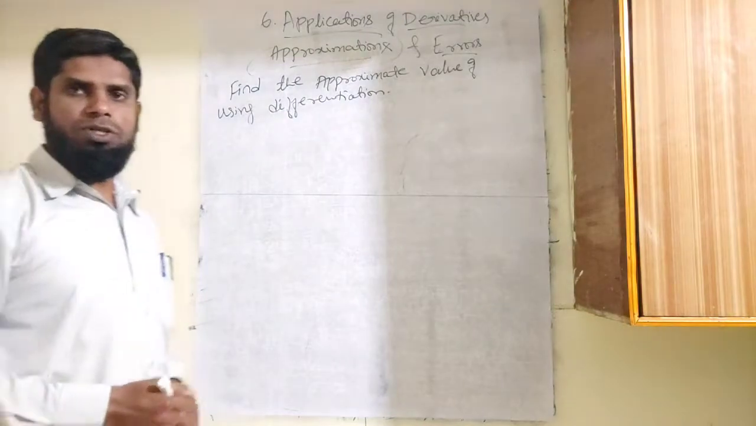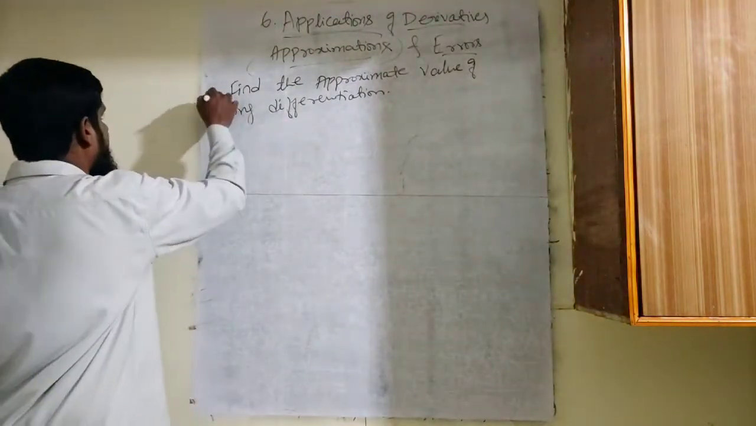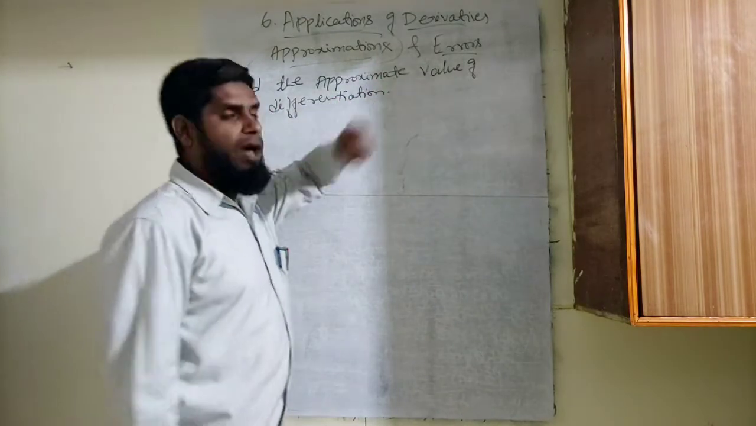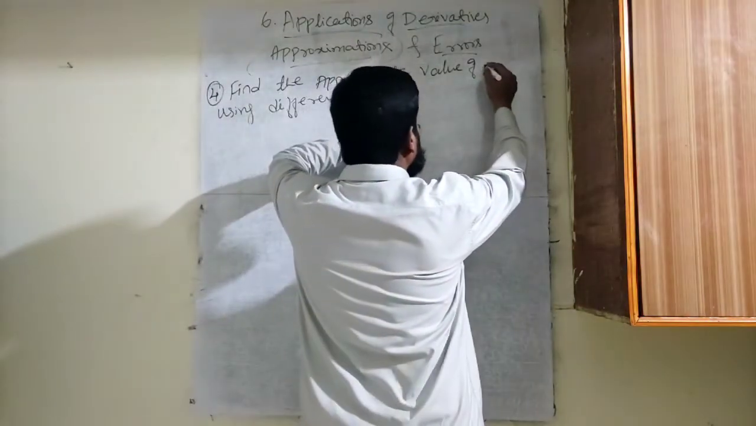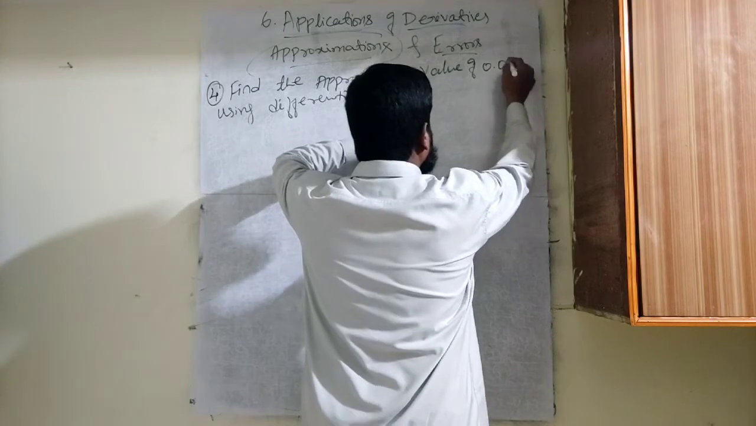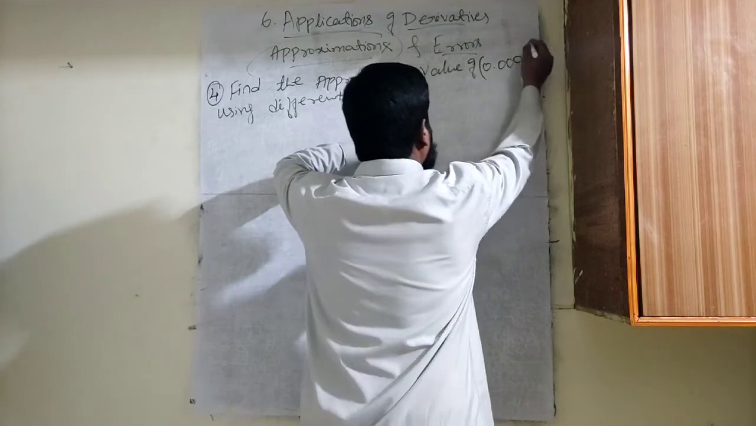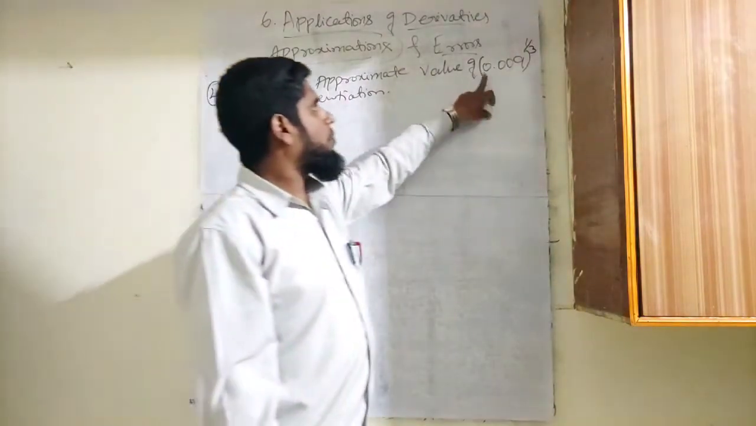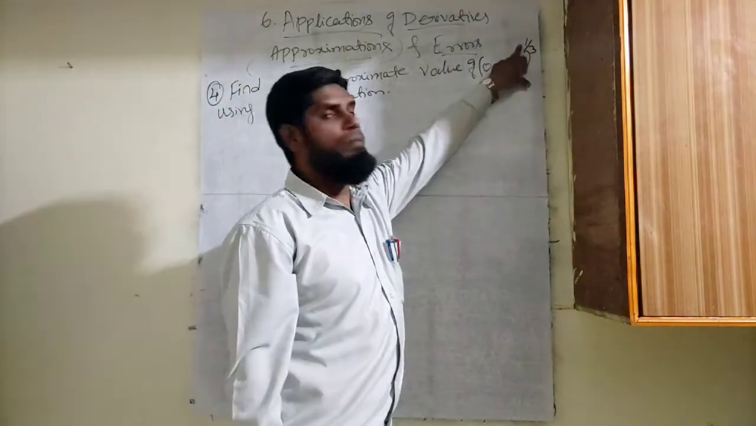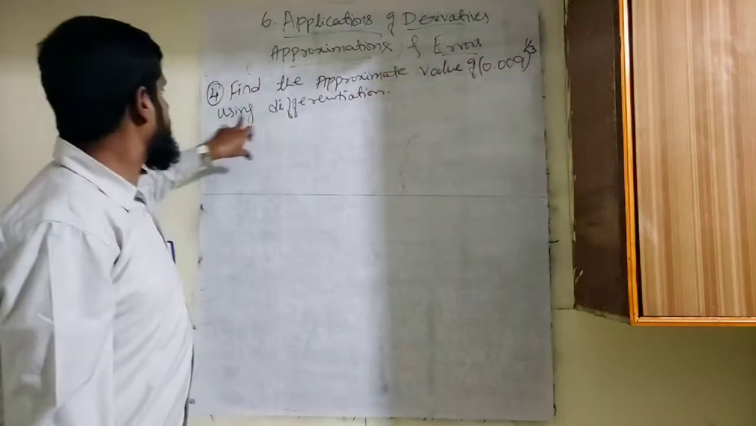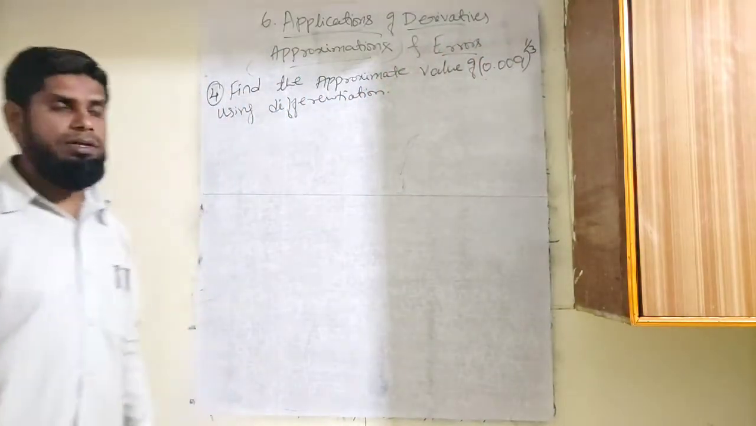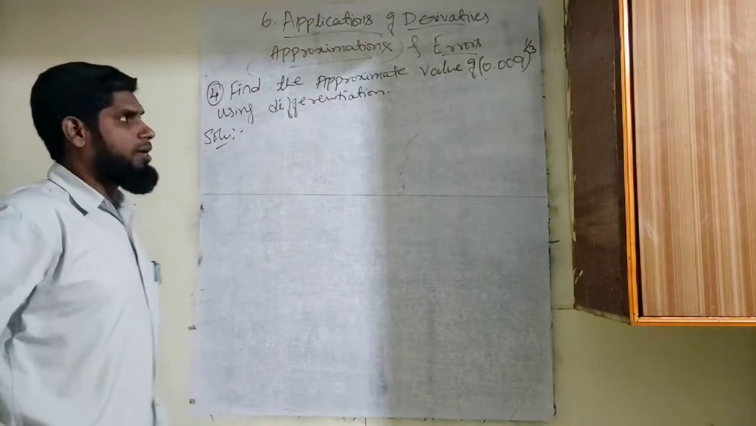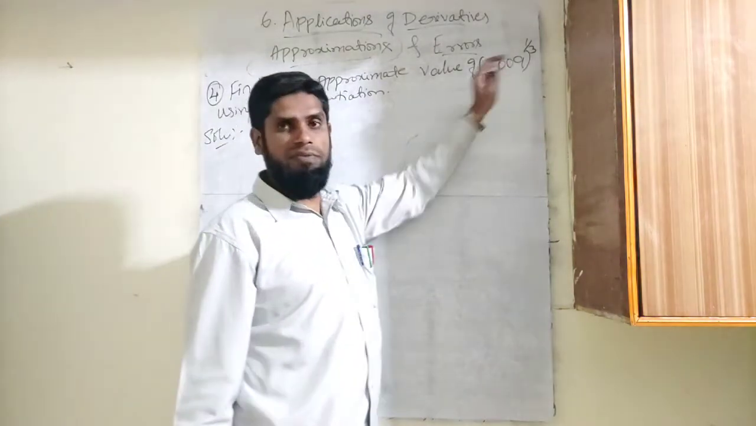Okay, friends, now let us go to the next problem. The next problem is: find the approximate value of 0.009 whole power 1 by 3 using differentiation. So this time he has given decimals. So let us prefer decimals.